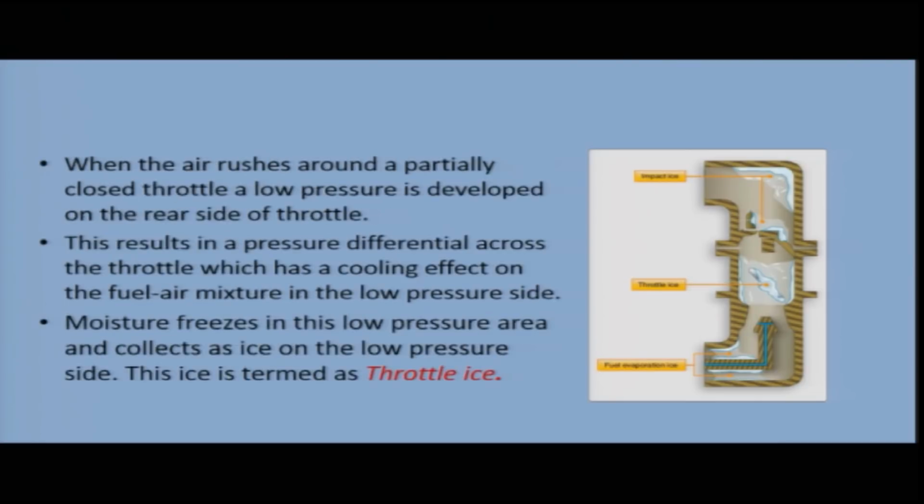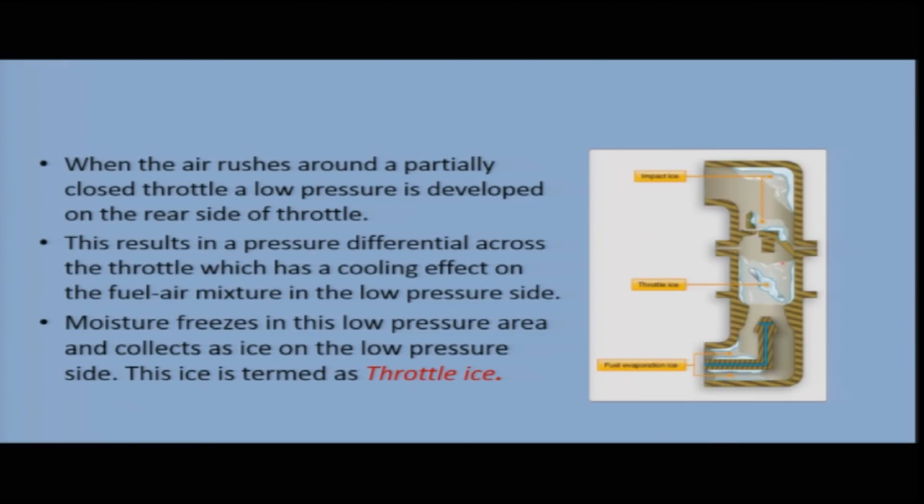The next type of ice is the throttle ice. When air rushes around a partially closed throttle, a low pressure is developed on the rear side of the throttle. In this diagram you see the fuel discharge nozzle and the throttle. We will study how the throttle functions. When the throttle is partially closed and air rushes through the restricted opening, there is low pressure formation on the rear side of the throttle.